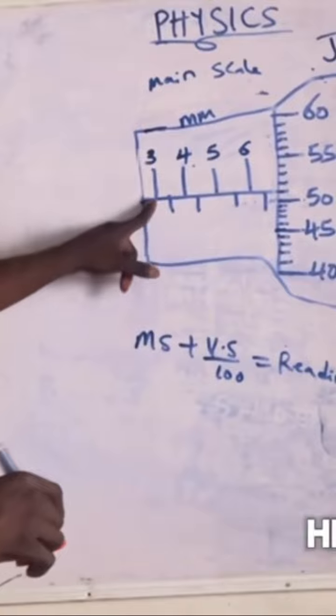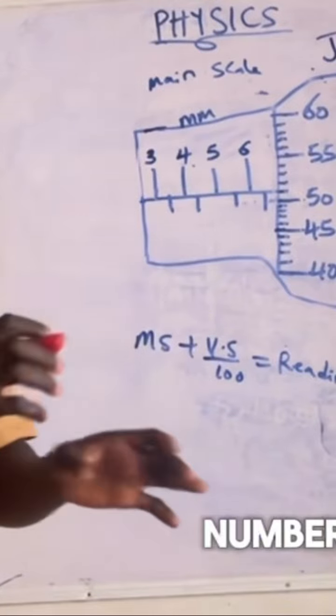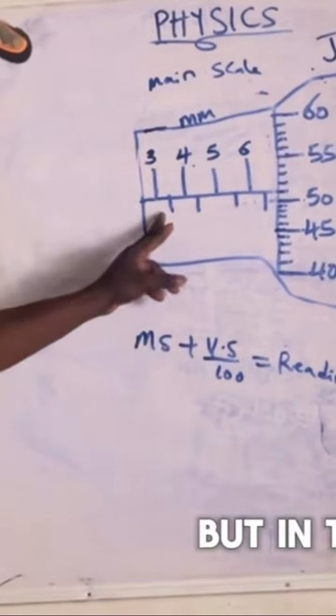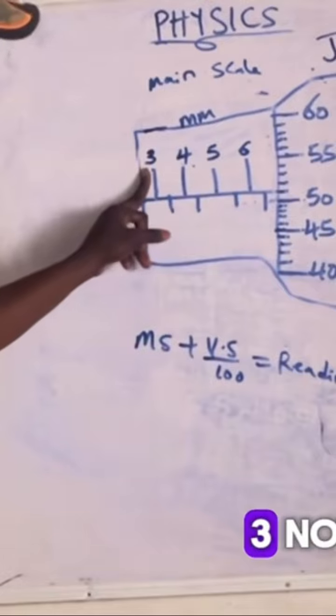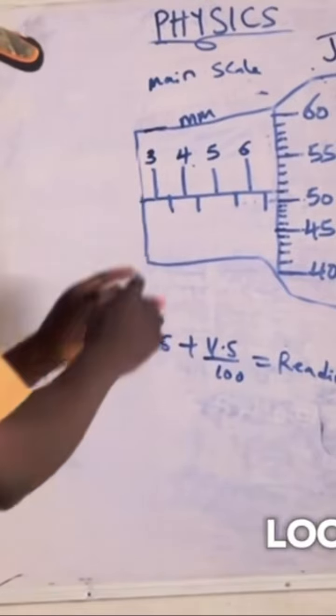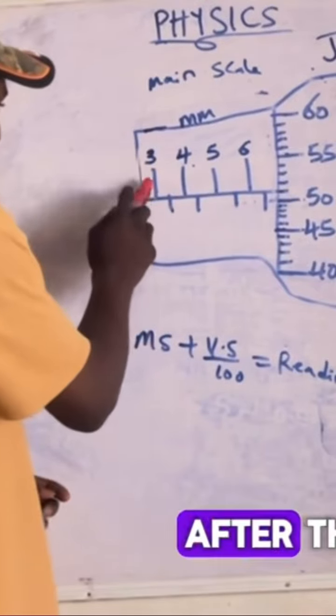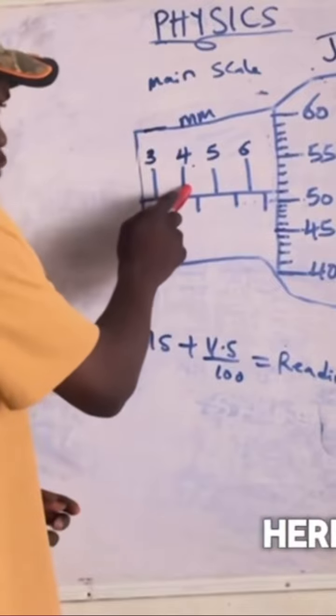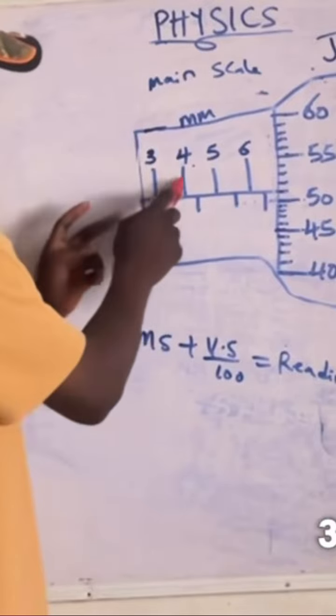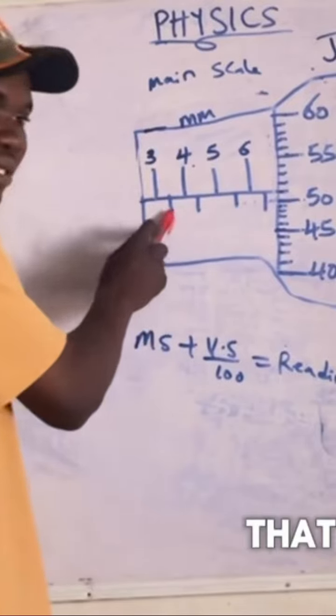The first value here is 3. It can be any number. It can be 0. It can be 10. But in this reading, it starts from 3. Now, after this 3, the next number we have here is 4. In between 3 and 4, there is a line that bisects it, that divides 3 and 4.